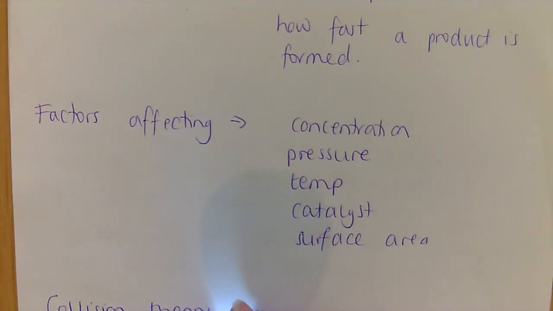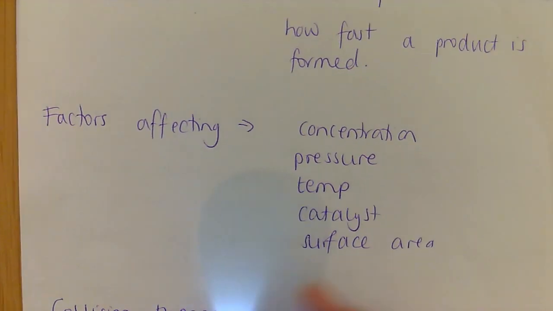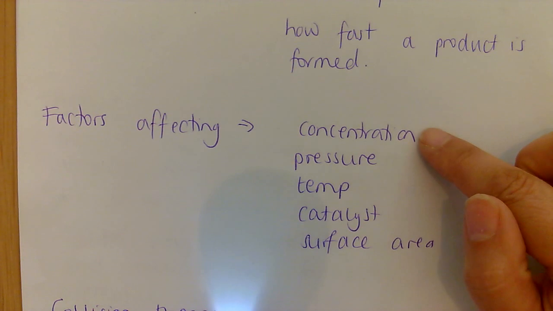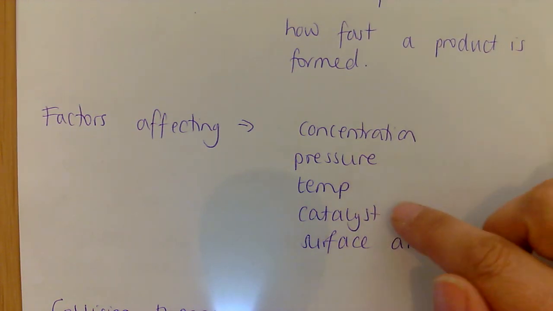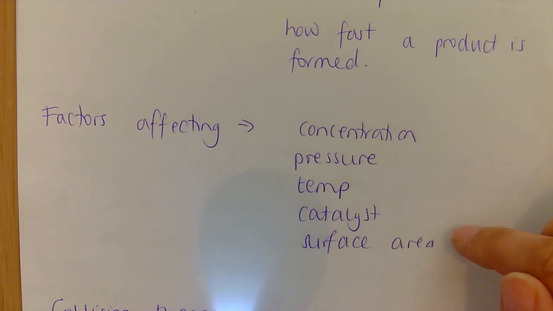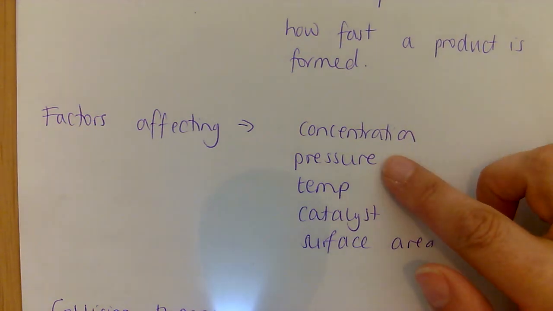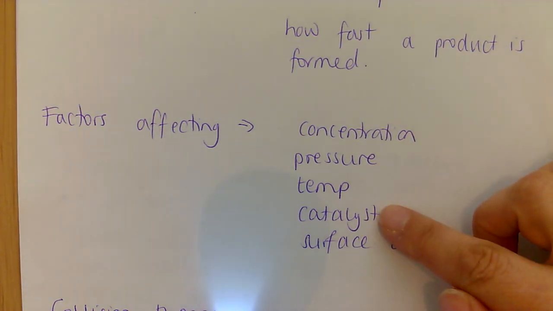This is what you would have done at GCSE. So you'll have talked at GCSE about changing the concentration, changing the pressure, only if we're talking about gases, changing the temperature, adding a catalyst, or changing the surface area. Now for the purposes of A-level, the three that they focus on in terms of the specification are the concentration and the pressure, and adding a catalyst.